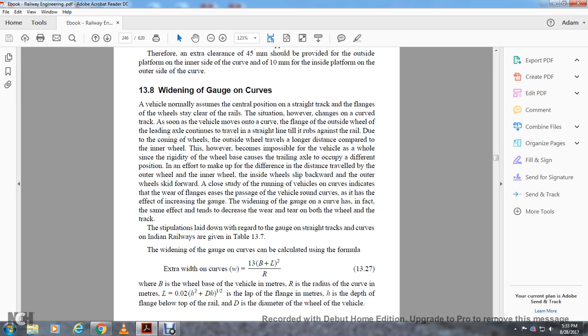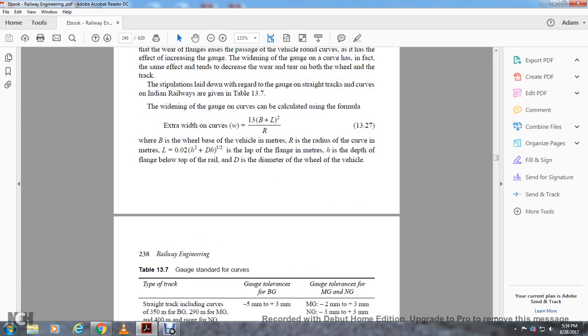The stipulations to be laid down with regard to the gauge of straight tracks and curves of the Indian Railways are given in table 13.7. The widening of the gauge can be calculated by using the following formula. Extra width on curve W is equal to 13 times (B plus L) squared over R. B is the wheelbase of the vehicle. R is the radius of the curve in meters. L is equal to 2/10 of the square root of (H squared plus DH), the length of the flange in meters, where H is the depth of the flange below the top of the rail. D is the diameter of the wheel of the vehicle.